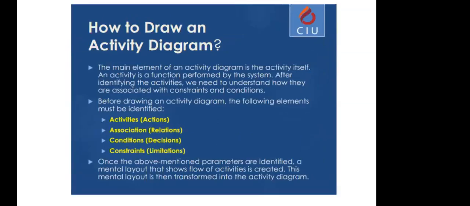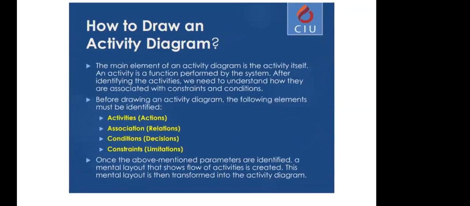To draw the activity diagram, you should be familiar with a couple of terminologies, which will help you throughout to recognize these symbols. The main element of an activity diagram is, of course, the activity itself. These are represented as actions. After identifying the activity, you need to understand the association, the constraints, and the conditions. These are also an integral part of the activities themselves.